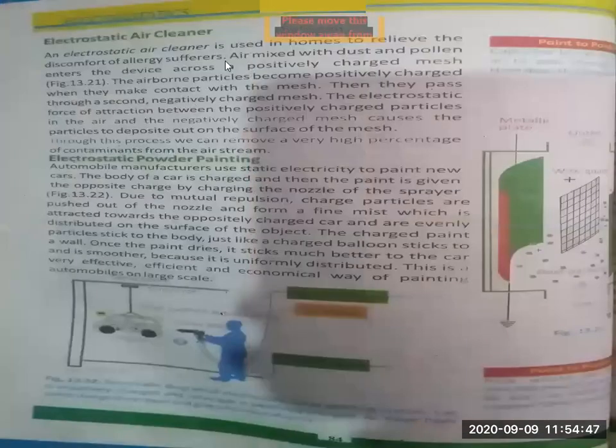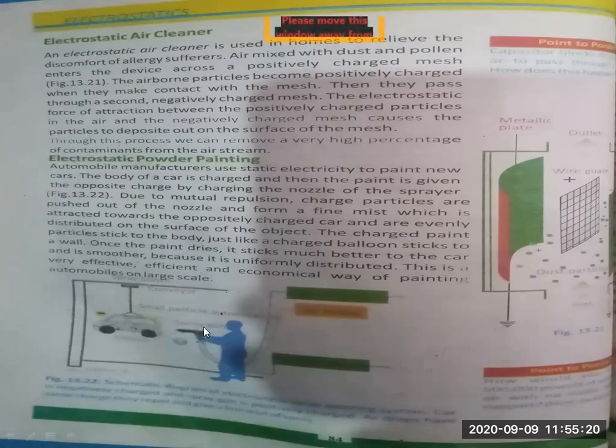So electrostatics has some advantages, and it has some disadvantages as well. This is the electrostatic air cleaner. I told you this electrostatic air cleaner is based on the principle of electrostatic charges at rest, or static electricity. Our electrostatic powder painting is also done with the application of electrostatics. One has the positive charge, this gun has a positive charge, and the car has a negative charge. So positive and negative charges attract each other.